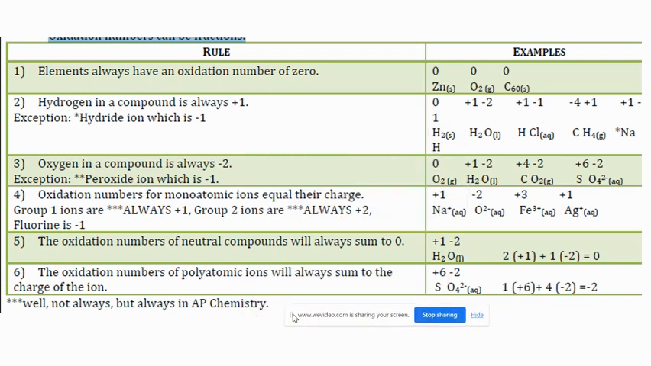Here are some additional ground rules. Elements always have an oxidation number of 0. If it's just a plain element, even a diatomic element by itself, it's always going to be zero. Hydrogen in a compound is always a +1, except when it is in a hydride. But we don't usually run into that much, so I wouldn't worry about that too much.